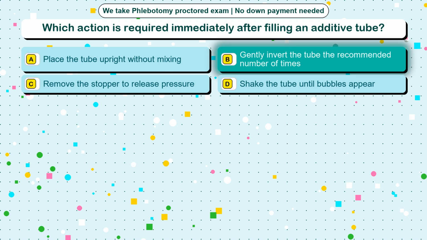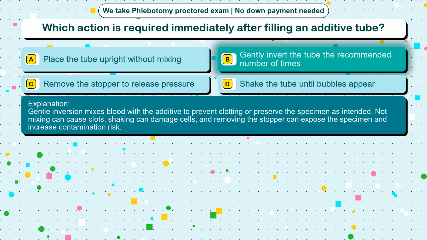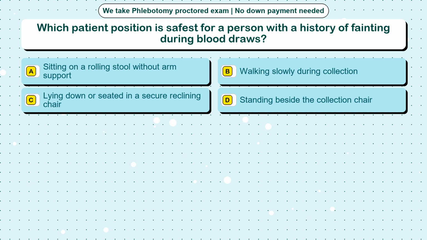The correct answer is option B. Gently invert the tube the recommended number of times. Gentle inversion mixes blood with the additive to prevent clotting or preserve the specimen as intended. Not mixing can cause clots, shaking can damage cells, and removing the stopper can expose the specimen and increase contamination risk. Question 11. Which patient position is safest for a person with a history of fainting during blood draws?